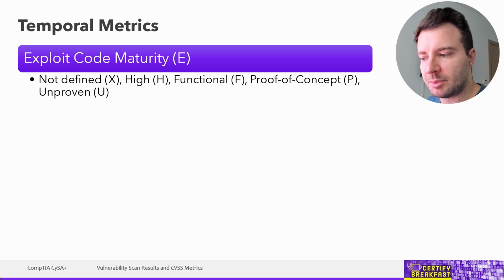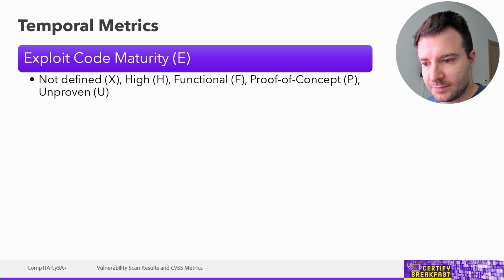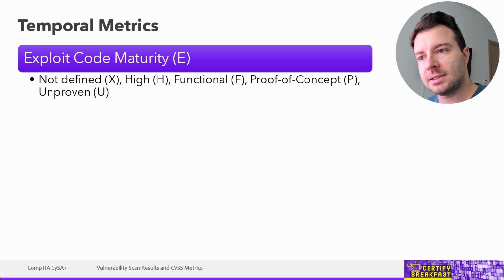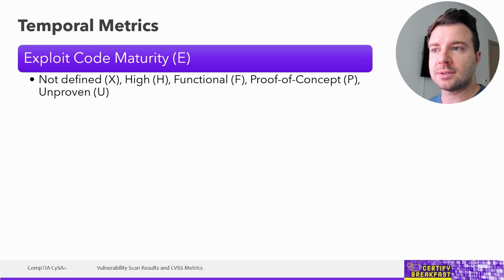A proof of concept metric basically means that there is some exploit code available, but as a proof of concept. So an attack demonstration can be conducted, but it might not be practical, feasible for most systems out there. So the code or the technique exists, but it might not be functional in every situation. And of course, the last one is unproven, or no exploit code is available, or an exploit is just theoretical.